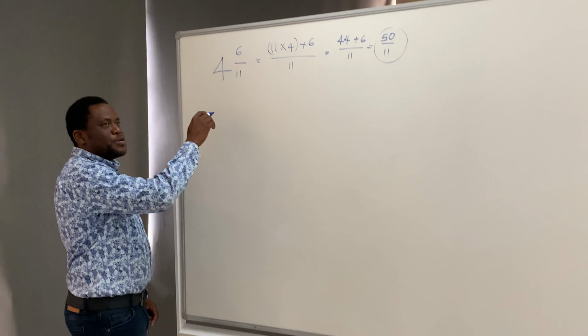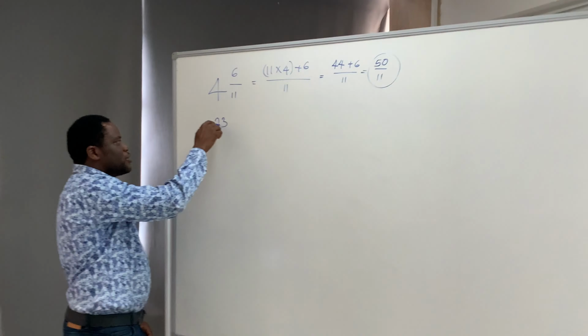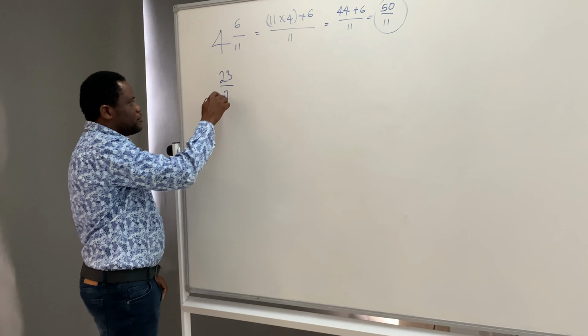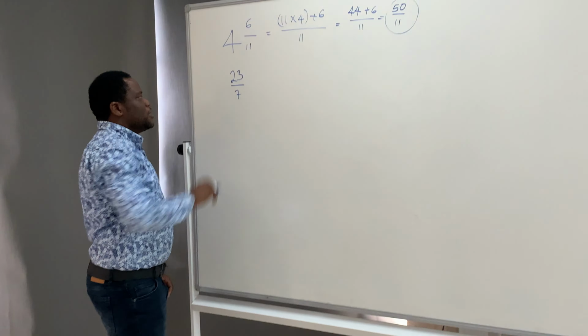The second question says, convert improper to mixed number. 23 over 7. This is improper, right? We want to convert it to a mixed number. So what do we do? We divide, right? We say, how many times does 7 go into 23?